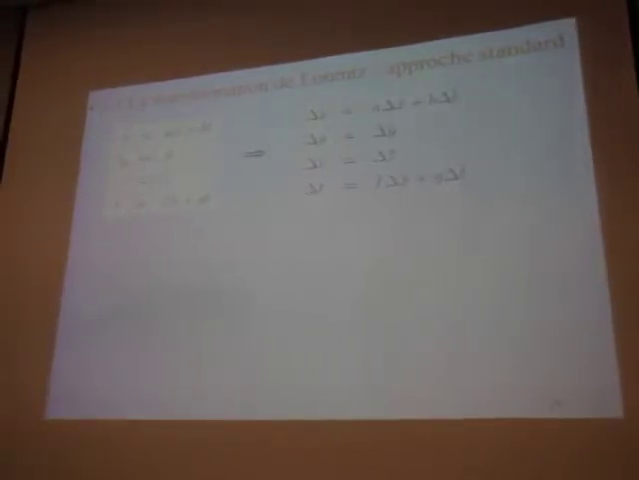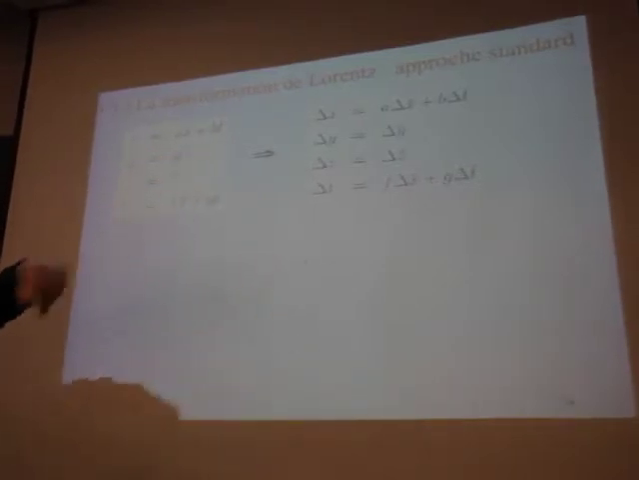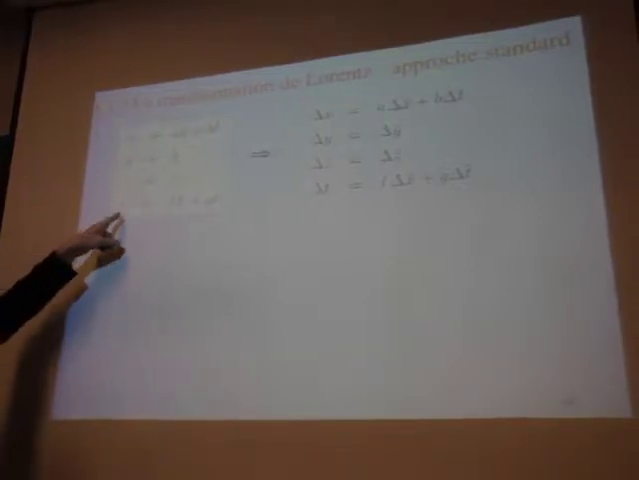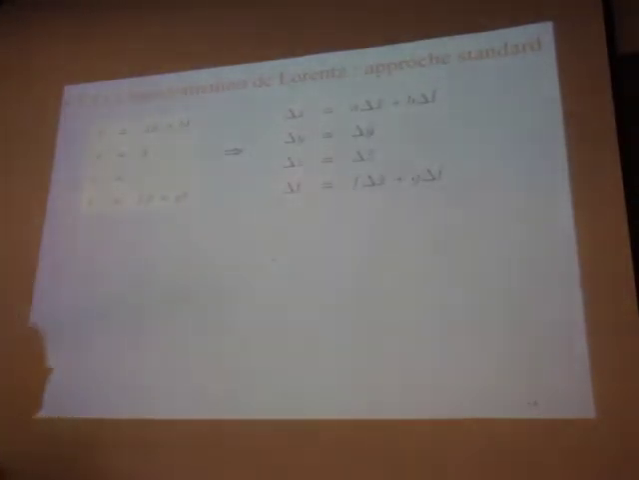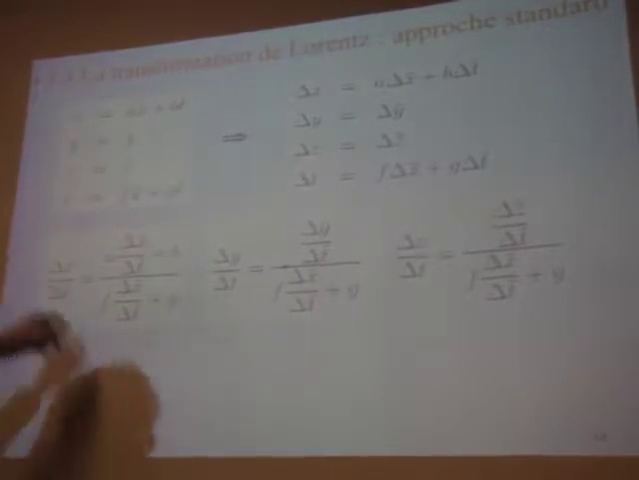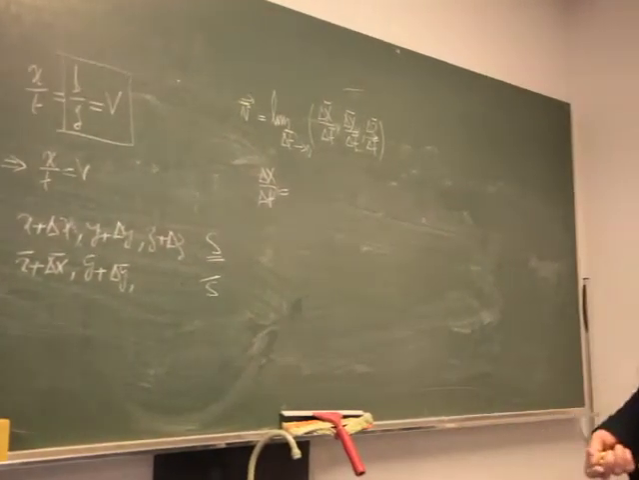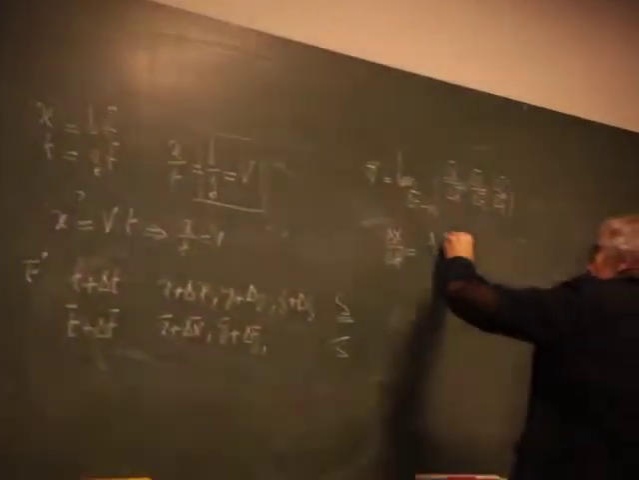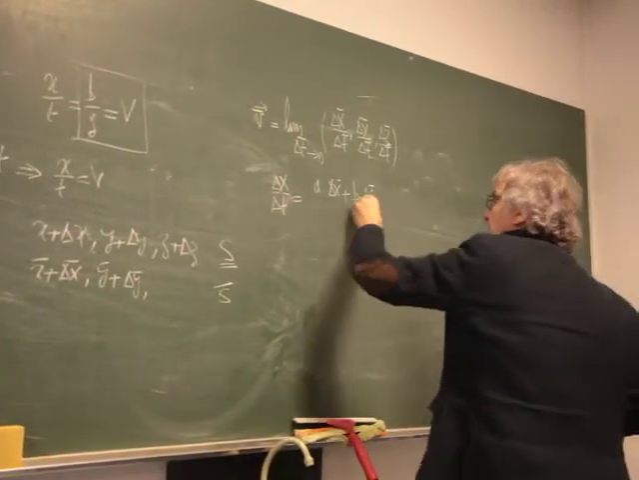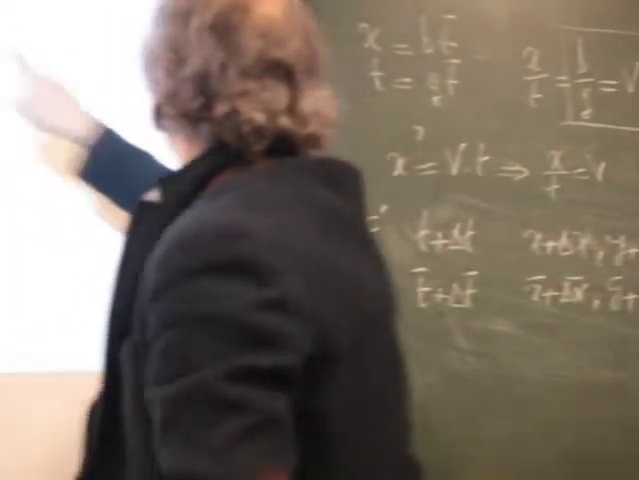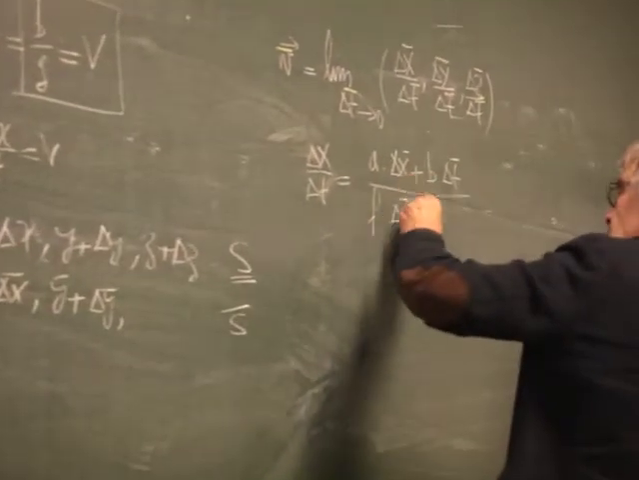Okay, now I make use of those relations proposed by Einstein, and I just take the differentiation of both members. So I find delta x equal a delta x bar plus b times delta t bar, delta y equal delta y bar, etc. And here delta t equal f times delta x bar plus g delta t bar. Next, I calculate, for instance, delta x over delta t. So delta x over delta t is equal to, I take delta x from the top, a times delta x bar plus b times delta t bar, divided by delta t. Delta t, I take it from here. I find f delta x bar plus g delta t bar.